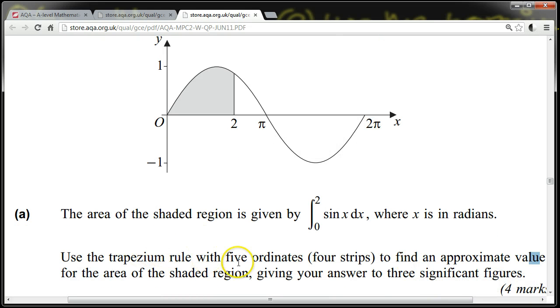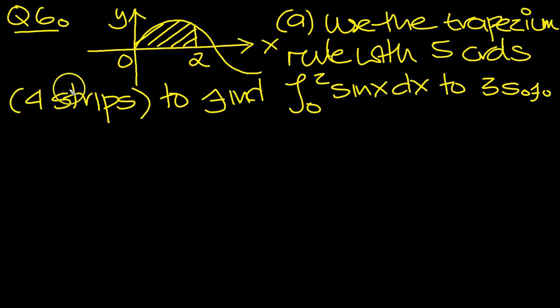Use the trapezium rule with 5 ordinates, or 4 strips, to find an approximate value for the area of the shaded region, giving your answer to 3 significant figures. So that's what we need to work out then. I've summarized the question here. We need to use 5 ordinates and 4 strips between 0 and 2.